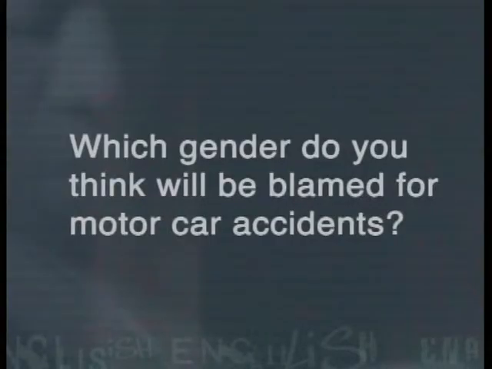But before we go on, I want you to answer a few questions and see if your predictions turn out to be correct. Which gender do you think will be blamed for motorcar accidents? And which gender do you think the journalist is? In the article, the journalist presents some facts about the types of accidents that male and female drivers are most commonly involved in. Pay close attention to the facts that are given the most attention and see if your predictions were correct.